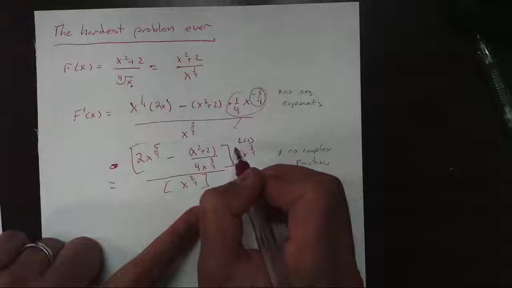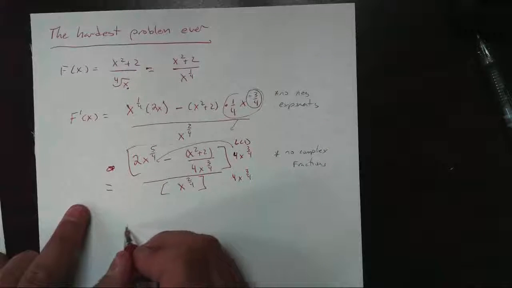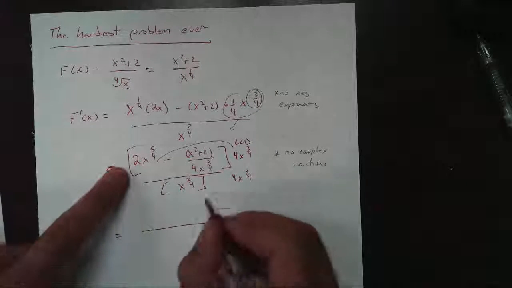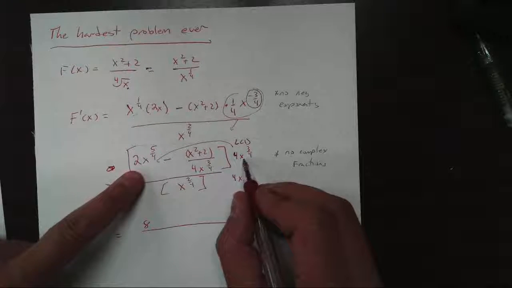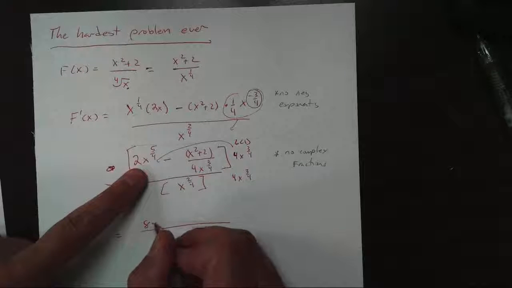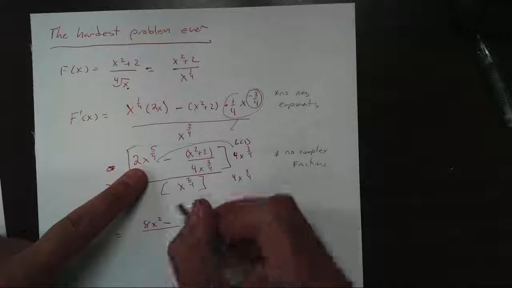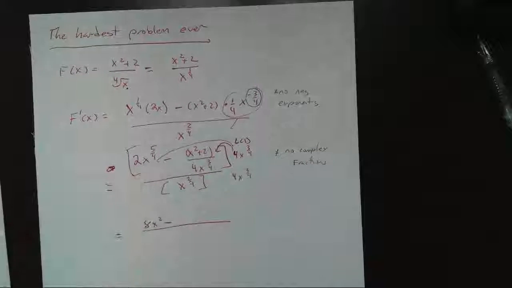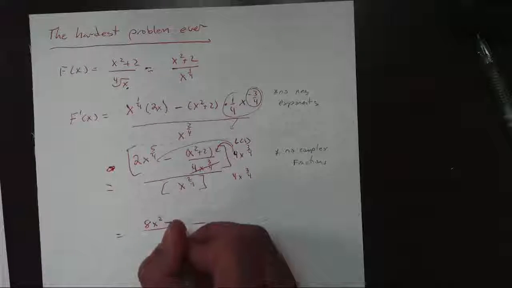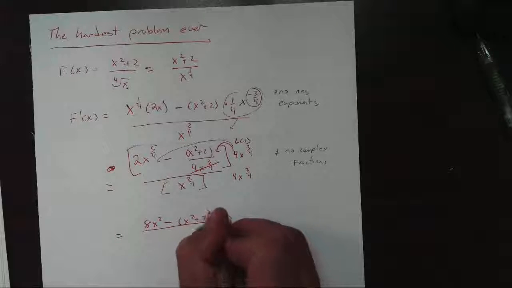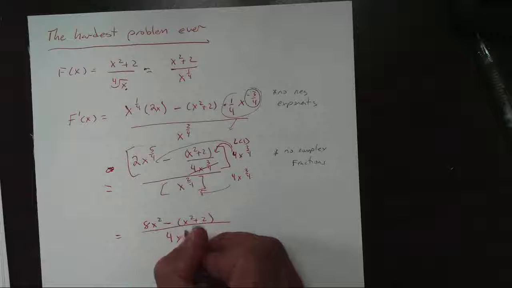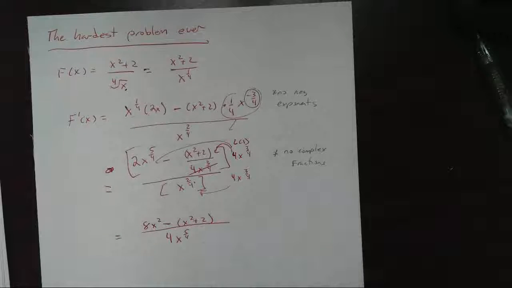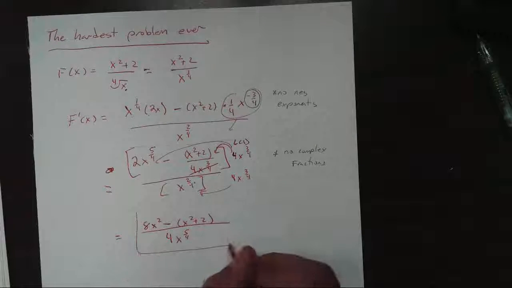And I'm going to distribute. Well, when I distribute this one, be careful, I can multiply the 4 and the 2, that gives me 8. I have x to the 3/4 times x to the 5/4. Well, that's just x to the 8/4, which is just x squared. Minus, when I distribute here, why do we multiply by the LCD? It gets rid of that denominator. Minus is x squared plus 2. And on the bottom, I get 4x to the 5/4, because I'm just going to add their powers again. And there's your derivative right there.